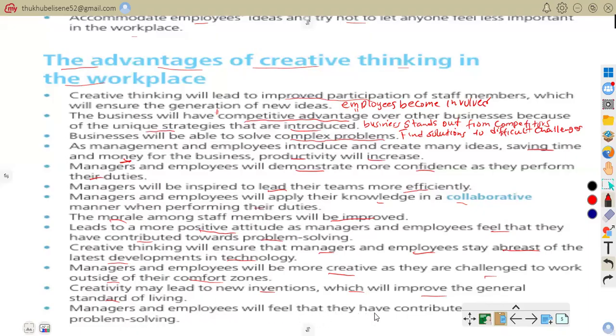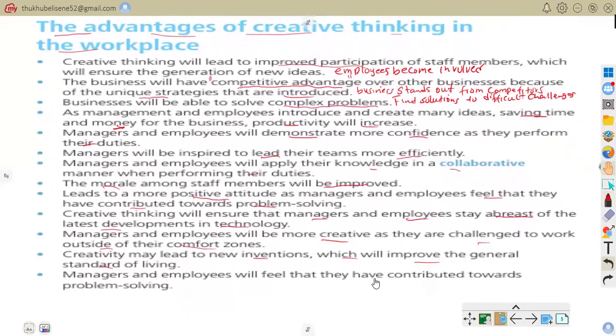Managers and employees will feel that they have contributed towards problem solving. So that is that. It gives a sense of contribution. Employees feel they made a difference. So that is that.